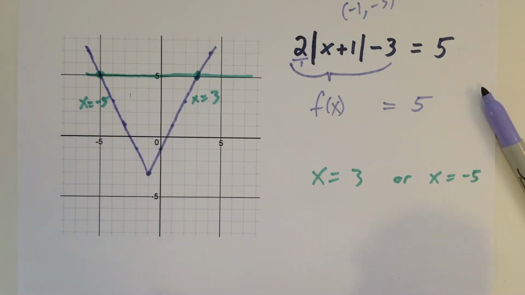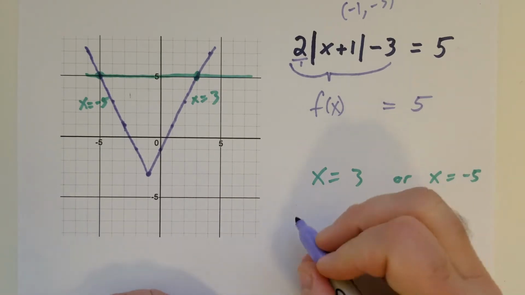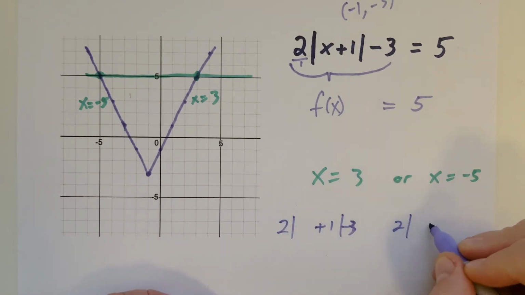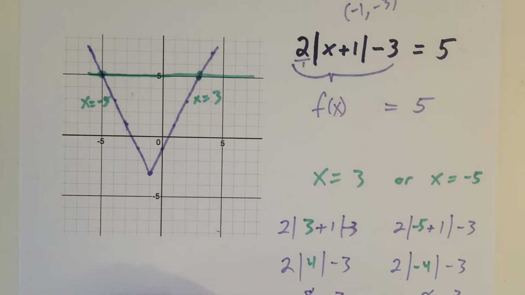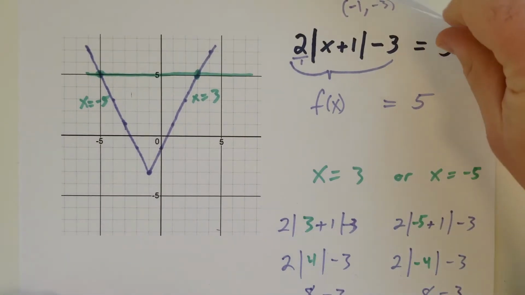We can easily plug these in to check to make sure that this is the case. Unfortunately, the video got cut off at the bottom, but you can see that each of these is going to turn out to be 2 times 4, which is 8, minus 3. Both of these are going to be 5.